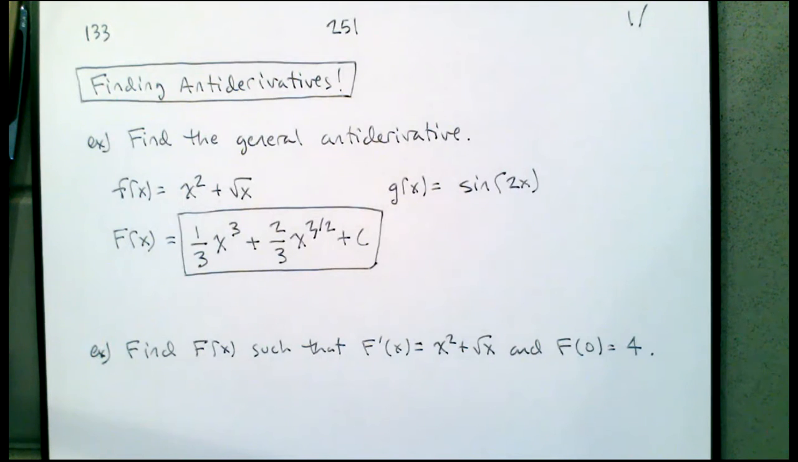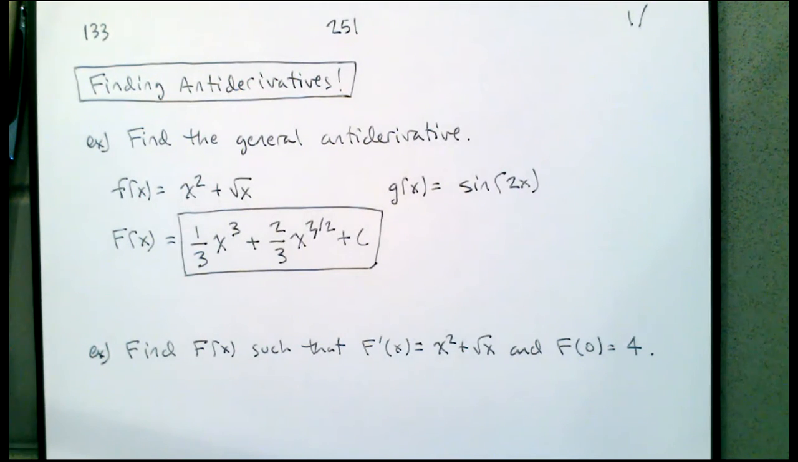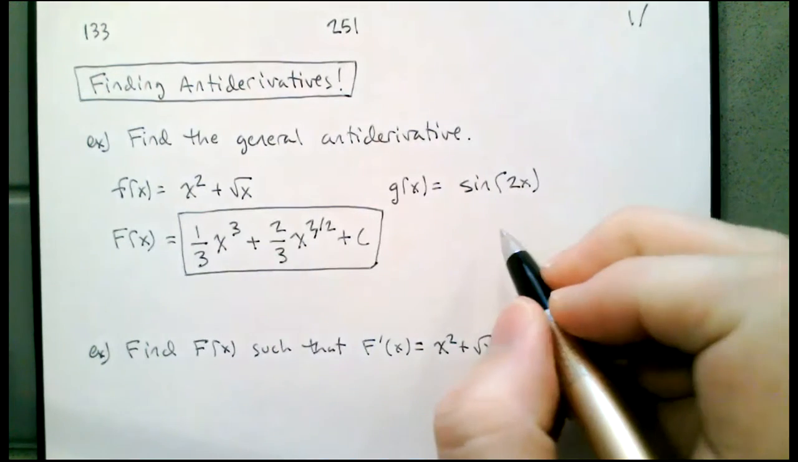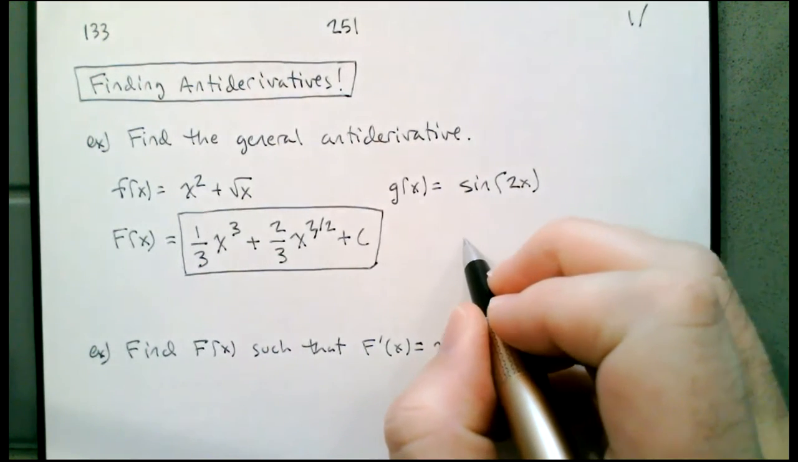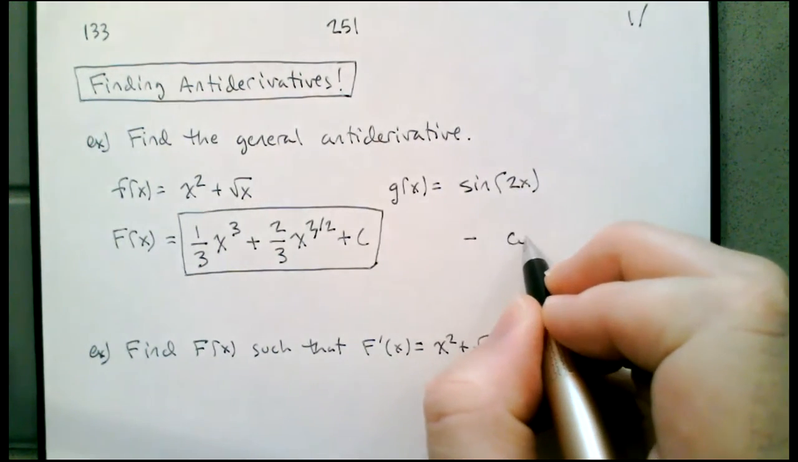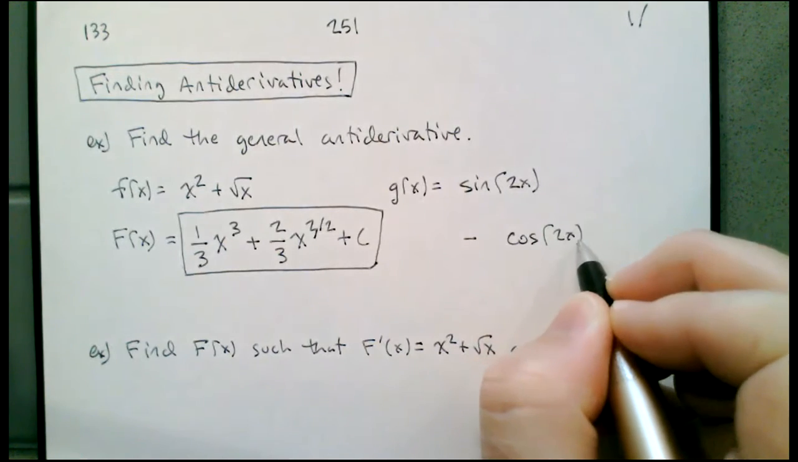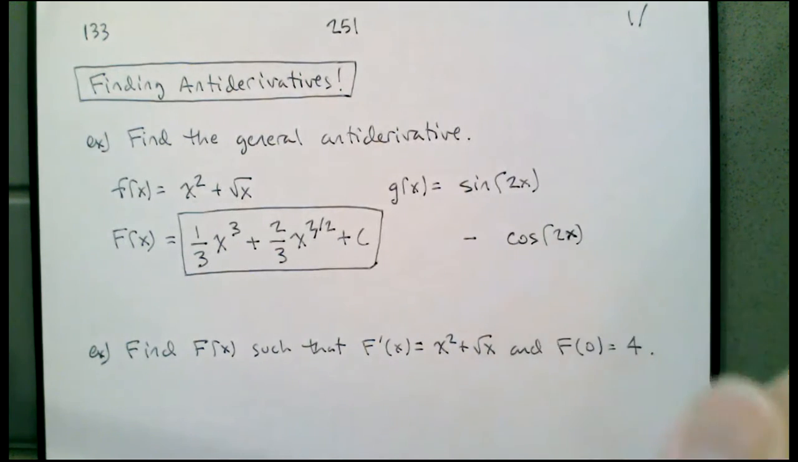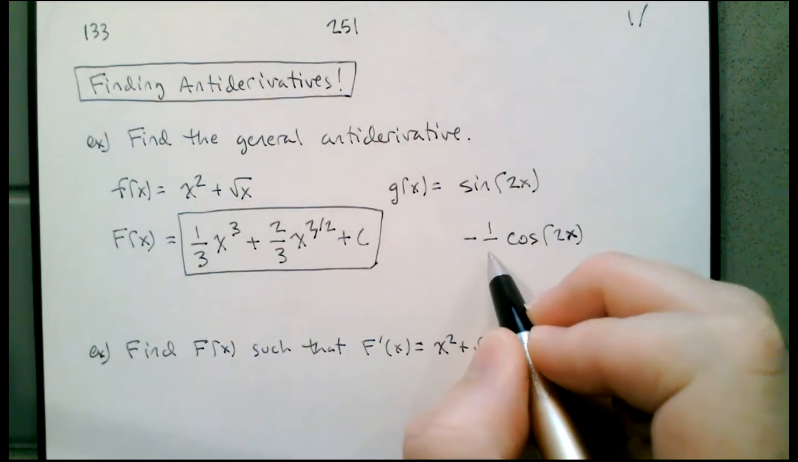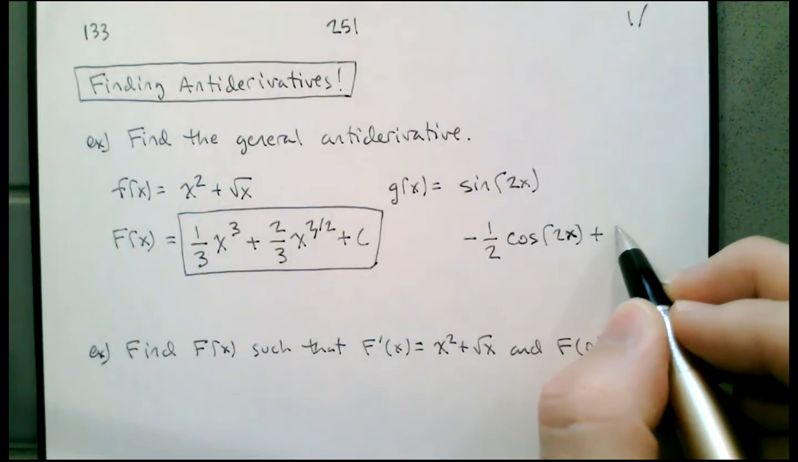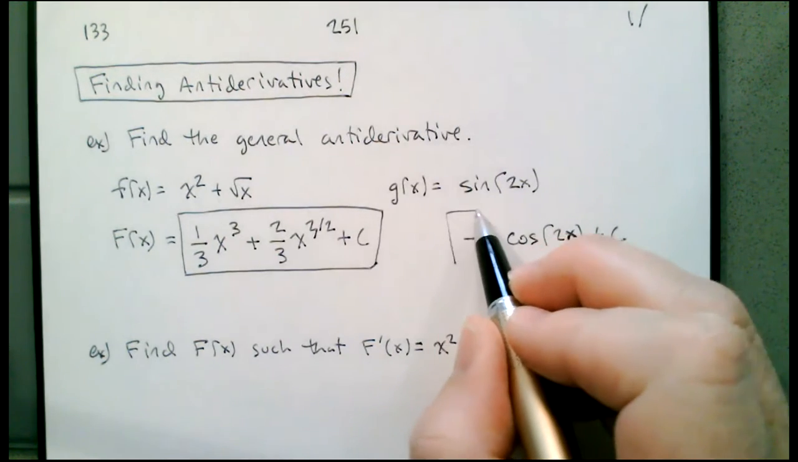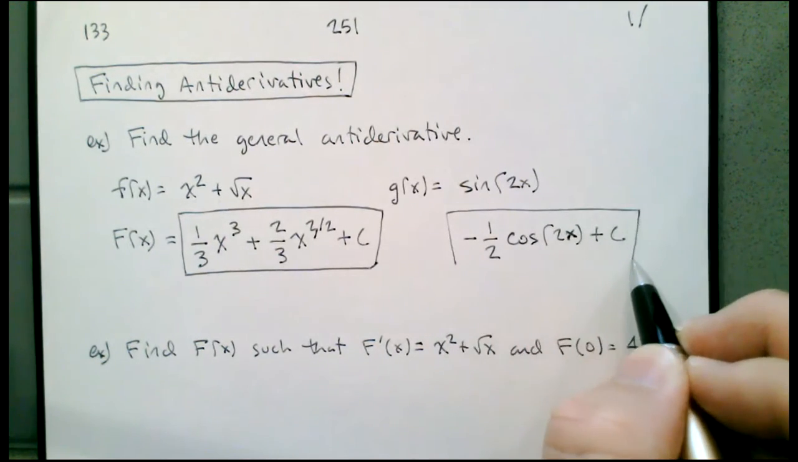For sine of 2x, we're thinking, what function has a derivative of sine of 2x? That means we're going to have a negative cosine of 2x, but we'll have to divide by the coefficient of x. So our antiderivative will be negative cosine of 2x, and then we'll have to divide by the derivative of the inside since it's constant. And then we put plus c because we're finding a general antiderivative.